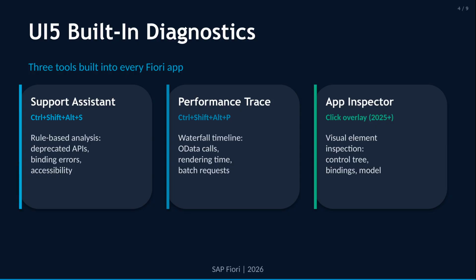The second tool is the Performance Trace, activated with Control plus Shift plus Alt plus P. It records a timeline of UI5 operations, including model reads, view rendering, and OData batch requests. When a user says, "The app is slow," this trace shows you what's consuming time. Is it a slow OData call, a complex binding that triggers too many requests, or a rendering bottleneck from a table with thousands of rows? The new App Inspector, introduced in 2025, adds a visual overlay that lets you click on any UI element to see its control tree, binding details, and associated model data.